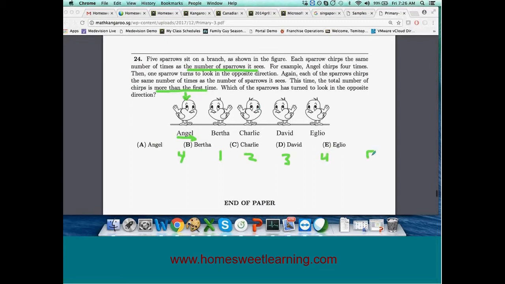So the first time, it says that each sparrow chirps the same number of times as the number of sparrows it sees. We first looked at Angel, because Angel is seeing 4 sparrows: Bertha, Charlie, David, and Eglio. She's looking to the right. She chirps 4 times. Now, if we switch our attention to Bertha, because Bertha is looking this way, she only sees Angel. So that's why she chirps 1 time.